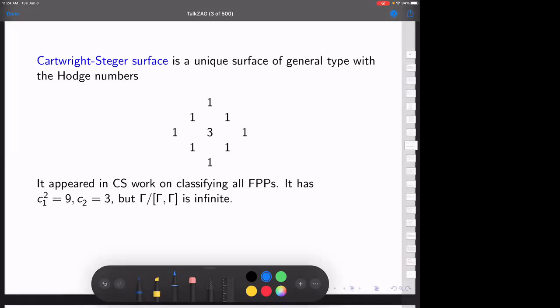So this surface still has chi of O equals one, and it still has C2 equals three. So you have, of course, K squared is nine. So when Cartwright and Steger were looking to classify all the fake projective planes, they were classifying those discrete groups acting on the ball. And this one looked like it could be a fake projective plane, but because it had infinite abelianization of the group, of the fundamental group, it led to one here and not zero.